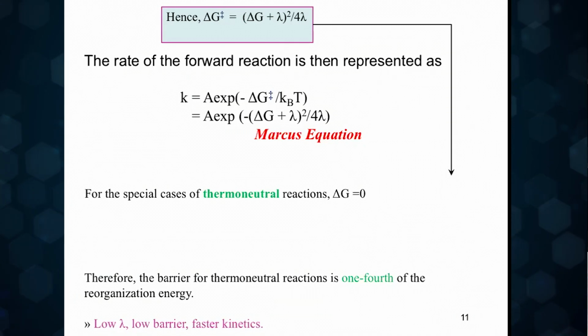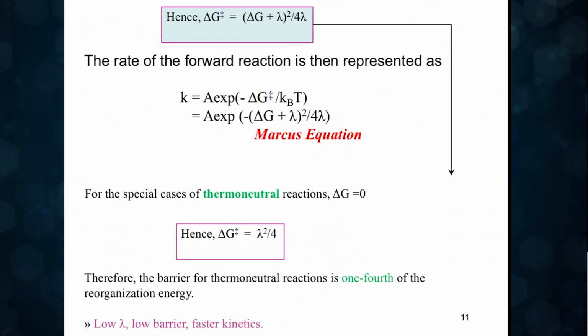Now consider the case, which is the easiest example, where you are looking at a thermoneutral reaction, in which the reaction energy is zero, right? Delta G is zero. In that case, of course, you are going to see that the delta G double dagger, the free energy of activation, just depends on one-fourth of this term. I mean, there should not be a square; it should be lambda by 4. Okay. In any case, in other words, the free energy of activation is only one-fourth of the reorganization energy.